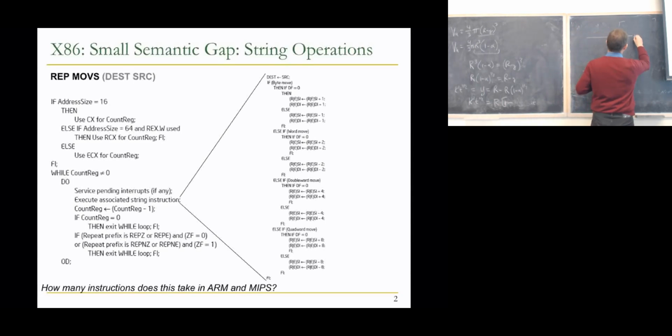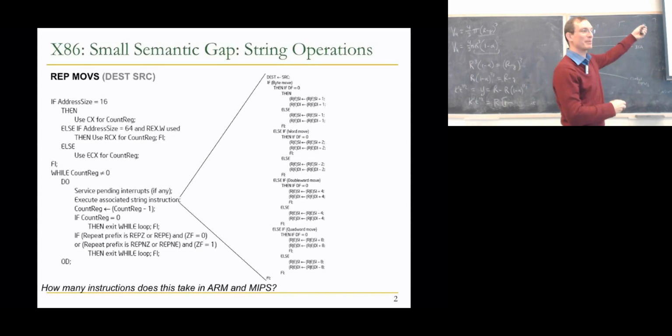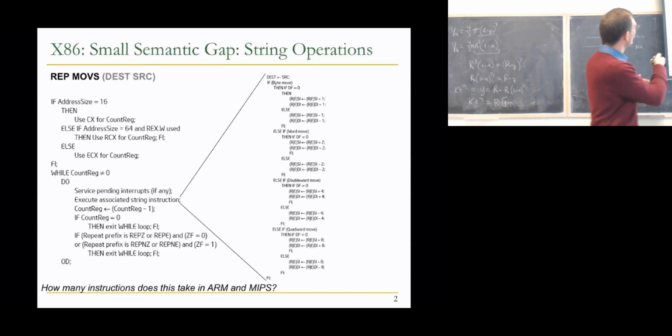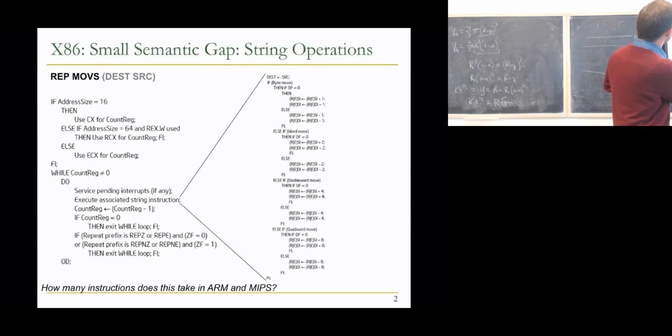Remember, the semantic gap was, where do you place the ISA? High-level language, control signals. Small semantic gap means you have complex instructions, and the ISA is closer to the high-level language. You have a string copy instruction, for example, repeat move S. In x86, this repeat prefix is a prefix to the opcode that says repeat this instruction until the count register becomes 0. Count register is ECX. It's actually a very powerful primitive.